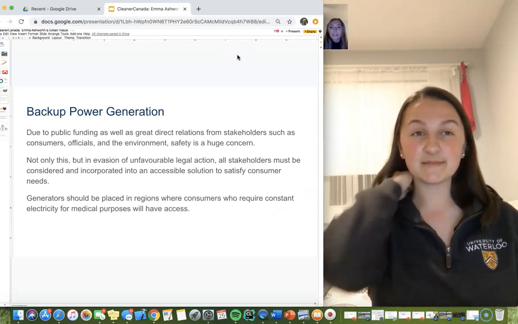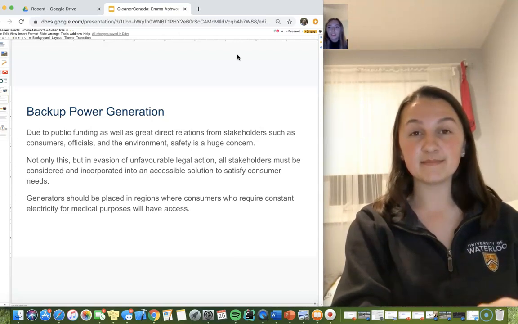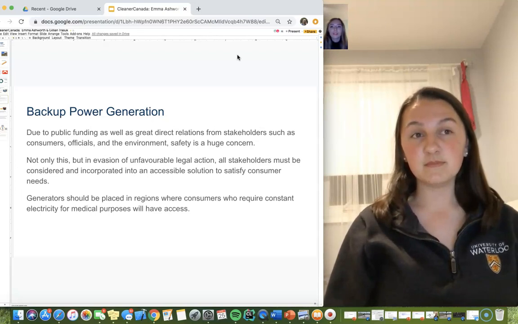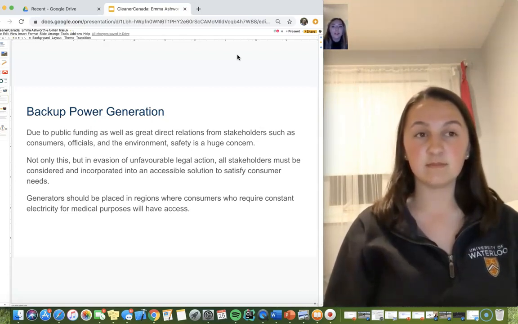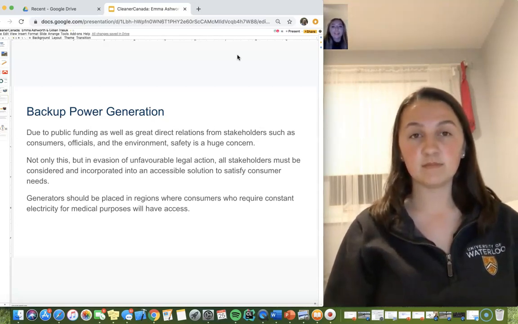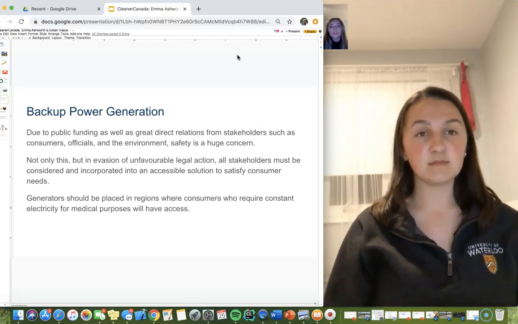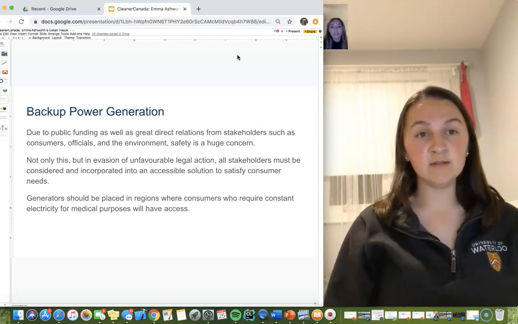In relation to this, backup power generation is also a key feature. Due to public funding as well as direct relations with stakeholders such as consumers, officials, and the environment, safety is a huge priority and concern. Not only this, but to avoid unfavorable legal action, all stakeholders must be considered and incorporated into an accessible solution to satisfy all consumer needs. Generators should be placed in regions where consumers who require constant electricity for medical purposes will have access to them.